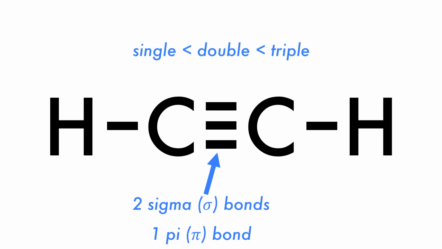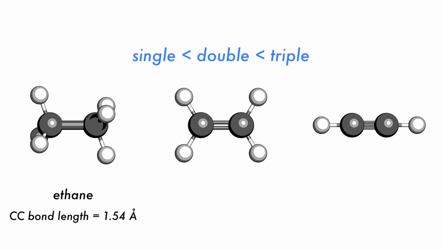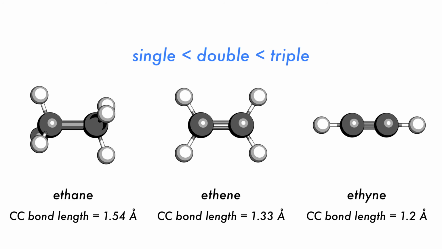Triple bonds tend to be shorter than double bonds, which are shorter than single bonds. As we increase the number of bonds and electrons between 2 centers, they are pulled closer together so that triple bonds are shorter than double bonds, which are shorter than single bonds.